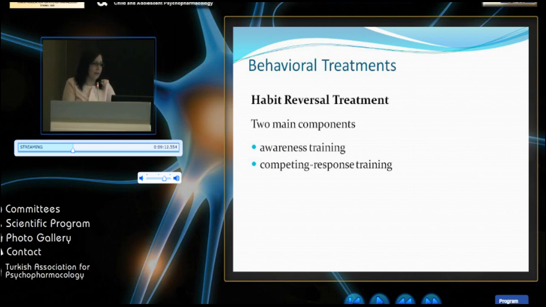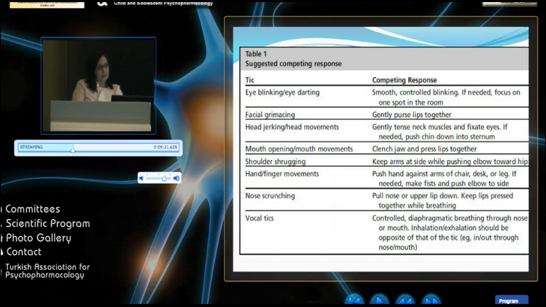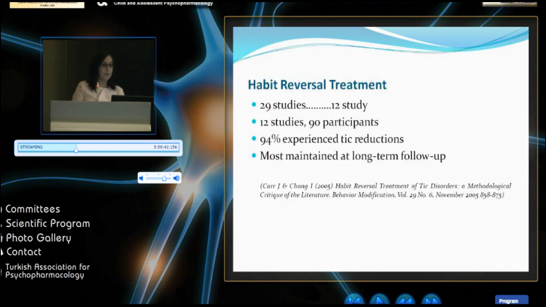Habit reversal treatment has two main components. You have to increase the awareness of the child about the tics, and this is the first component. The second component is competing response training. There are some examples in this table. For example, the tic is shoulder shrugging. Instead of that, keep arms at the side while pushing the elbow towards the hip. These receive less attention, and it is like a substitution for the tic.